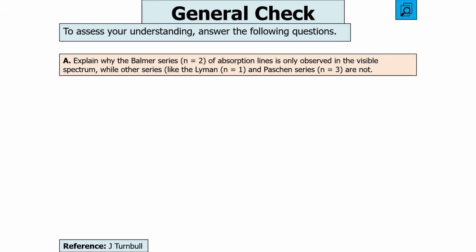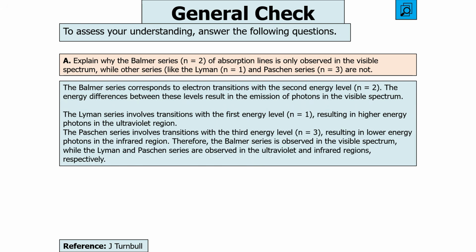Explain why the Balmer series of absorption lines is only observed in the visible spectrum, whilst other series are not. The Balmer lines correspond to electron transitions with a second energy level, n=2. The energy differences between these levels result in emissions of photons in the visible light spectrum.